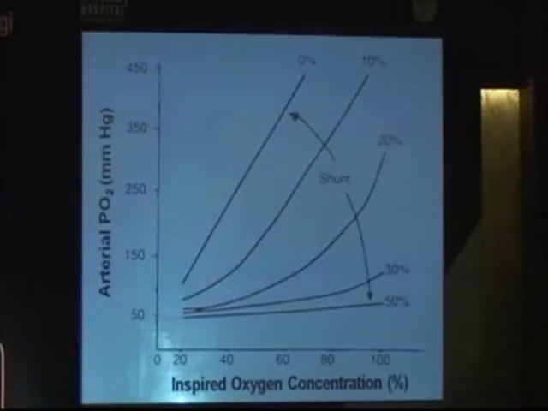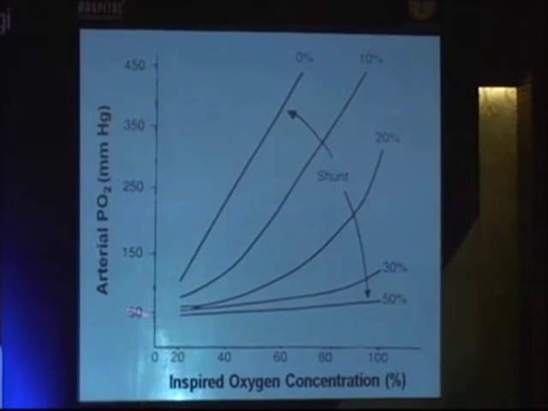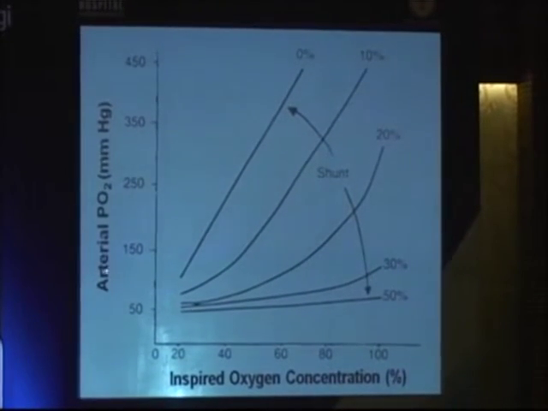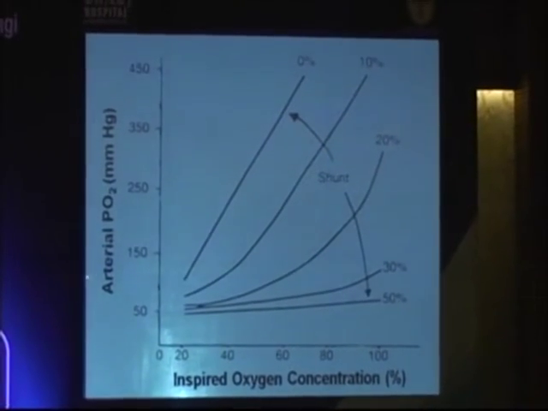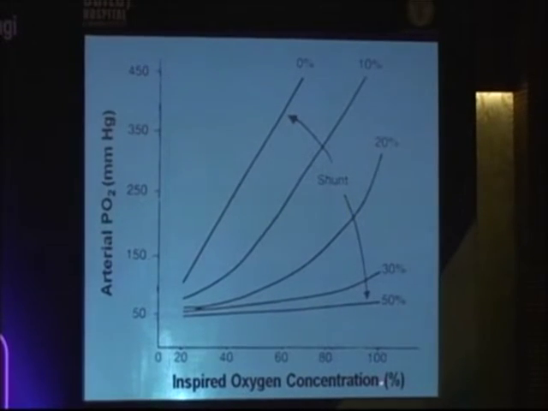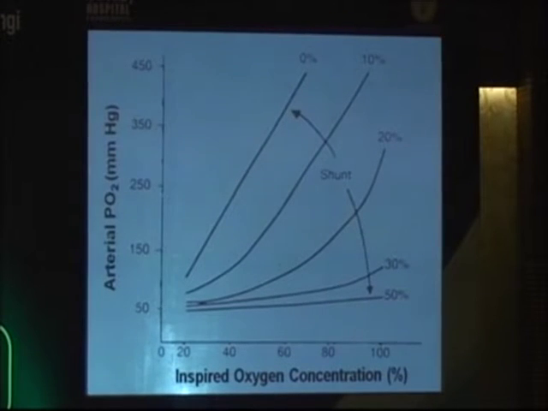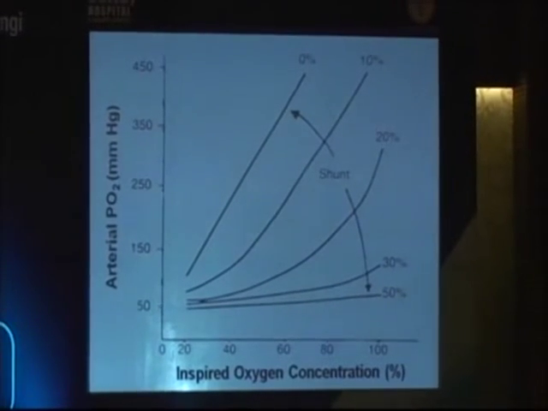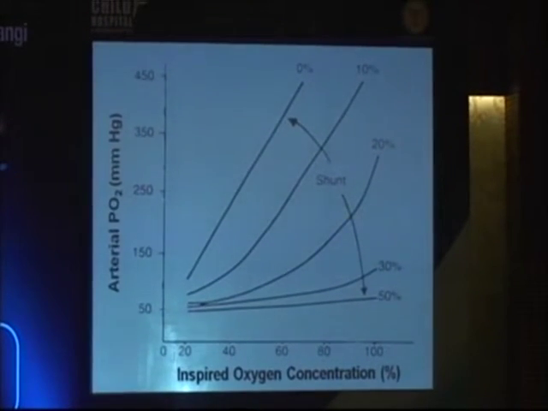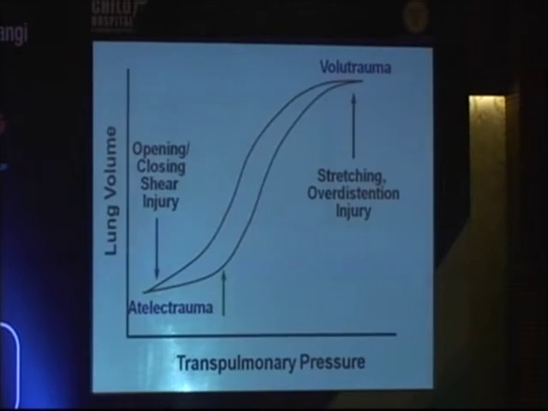A depiction of the concept of shunt that you can find in any physiology textbook. With no shunt here, you can see that you get a nice response to improving arterial PO2 and alveolar PO2 with inspired oxygen concentration. But as the shunt increases, this is less and less effective and ultimately makes no difference in improving oxygenation. You need to recruit alveoli.